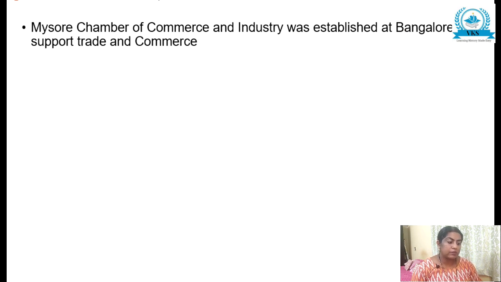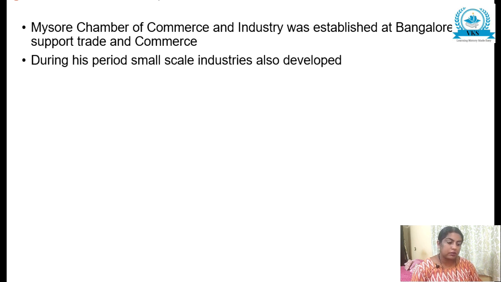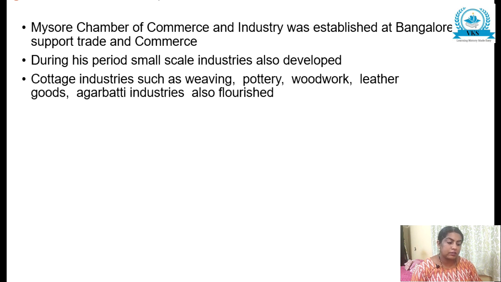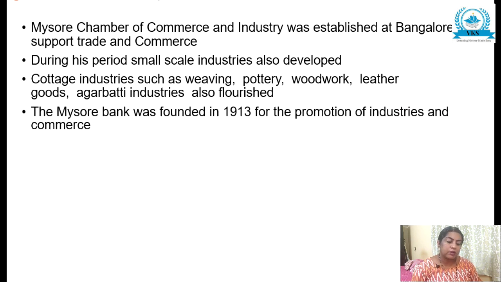Mysore Chamber of Commerce and Industry was established at Bangalore to support trade and commerce. During his period, small-scale industries also developed. Cottage industries such as weaving, pottery, woodwork, leather goods, agarbatti industries also flourished. The Mysore Bank was founded in 1913 for the promotion of industries and commerce.